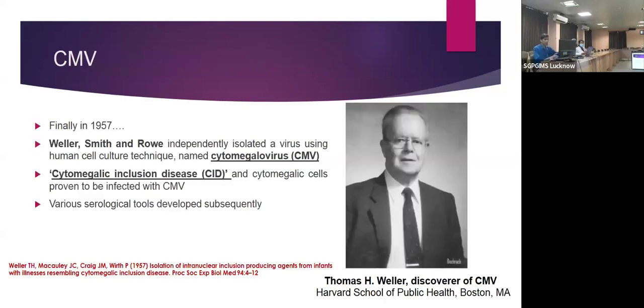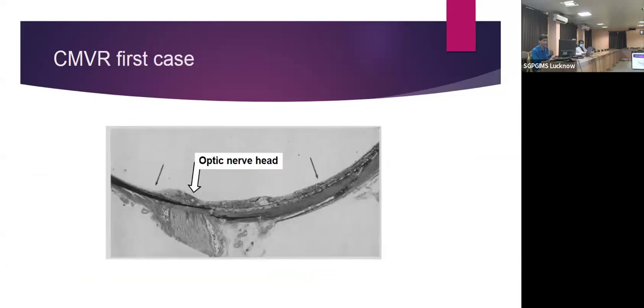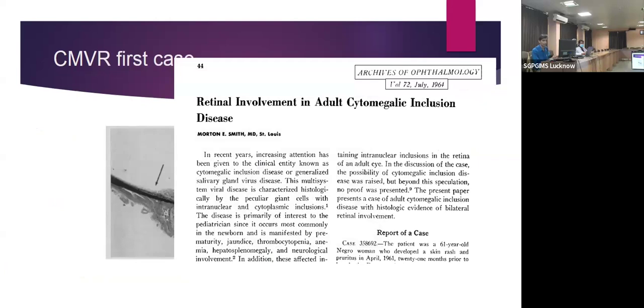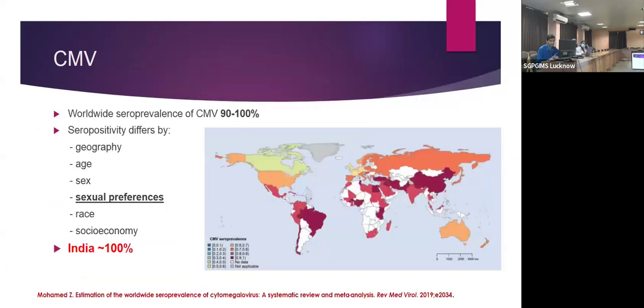The most common type of viral infection in the eye in immunocompromised patients, or in hematological disorders, kidney transplant, solid organ transplantation, BMT, etc., is CMV, cytomegalovirus infection. Weller is credited with first discovering cytomegalovirus and was awarded the Nobel Prize for this. The first report of ocular involvement by cytomegalovirus infection was in 1964.